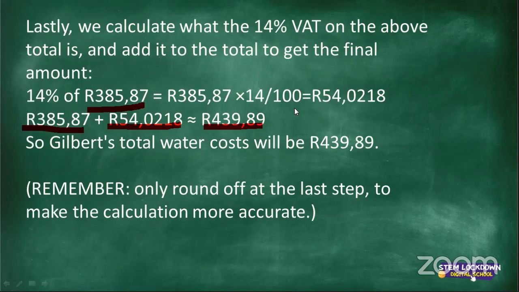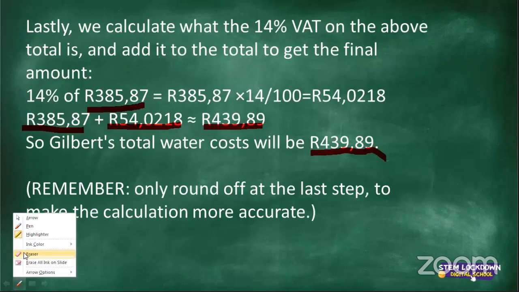And then after getting that answer, we have worked out our 14%. Then you add the 14% to the total to get the value which is VAT inclusive. So at this point, the 385.87 is VAT exclusive, and the 439.89 is VAT inclusive, because we have now added the 14% of the total. Is it making sense, Nyati, and everyone else? Did you understand that?